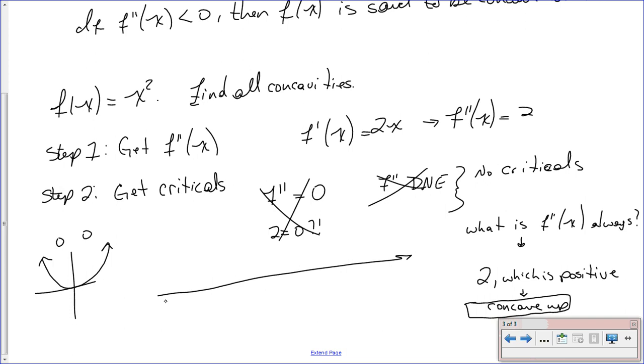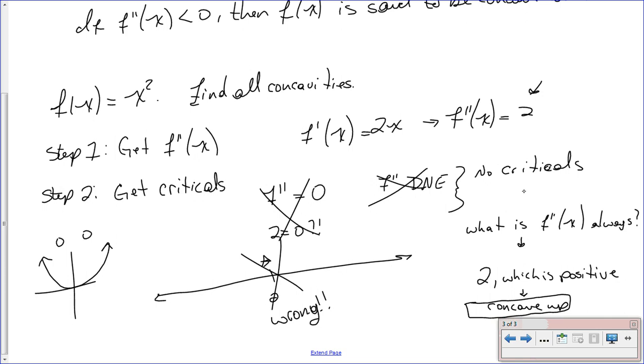And also, don't make this mistake. Don't put the 2 on a number line thinking it's a critical value. This is wrong, because 2 is not a critical value. When you get a constant, like we did, we got f double prime equals 2. Since that constant is positive, your graph will always be concave up. If that constant was negative, your graph would always be concave down.